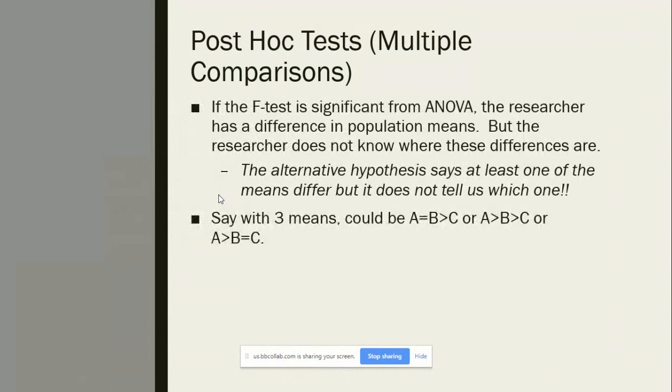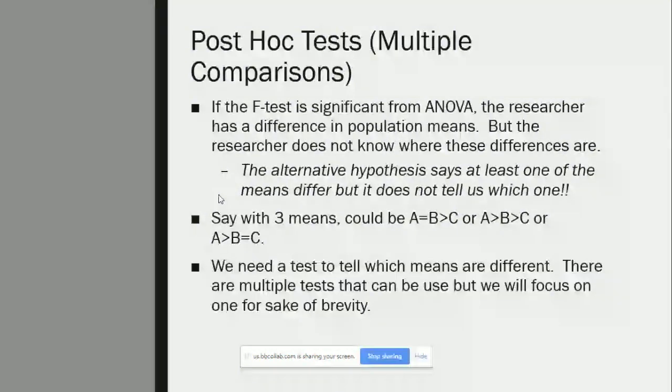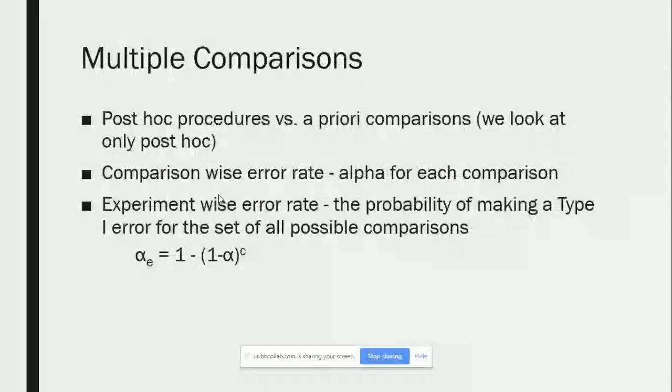So let's say you have three means. It could be A equals B is greater than C, or A is greater than B and C, or A is greater than B and B is equal to C. Well, we can test that. We need a test to tell where these means are different. There are multiple tests to do this. SPSS has several different tests to choose from. I always use the common one because everyone knows how it works.